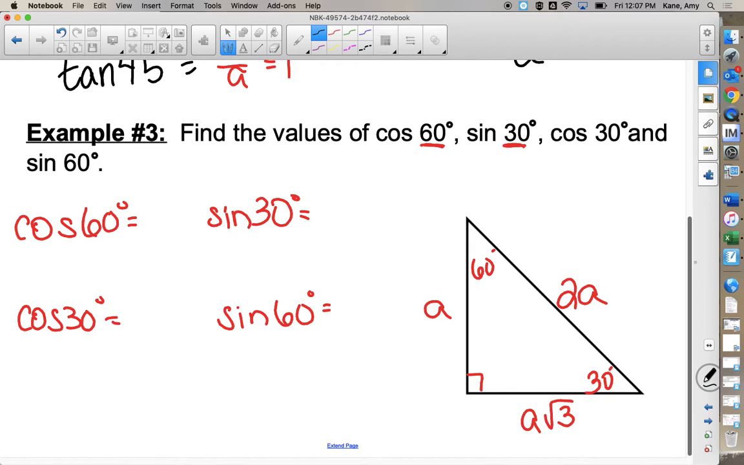Drew, the cosine of 60, adjacent over hypotenuse. That would be square root of 3 over 2. Wait, I did it backwards. So cosine is adjacent over hypotenuse, for 60? Yep. A over 2A. So it's 1/2. So then, Drew, if you go to looking at the sine of 30, what's the sine of 30 degrees? A over 2A, which is also 1/2.